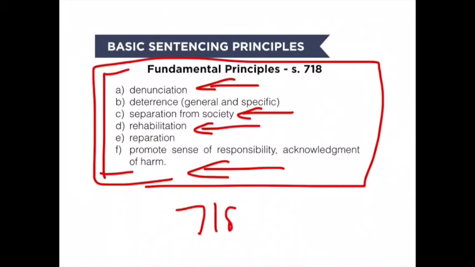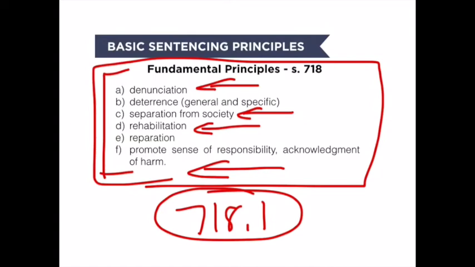That's why 718.1 is so important. So on one hand, the judges have freedom to choose from these principles in most cases, but on the other hand, ultimately, an appellate court will look at how proportionate the sentence is in regard to the gravity of the offense and the degree of responsibility of the offender.